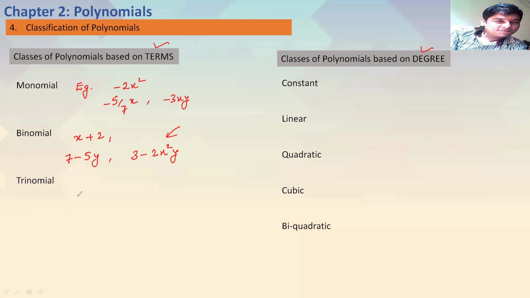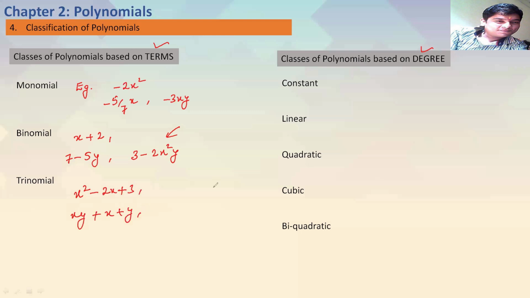Trinomial means three terms. Very good. For example, x squared minus 2x plus 3, or it may be xy plus x plus y. These are trinomials.